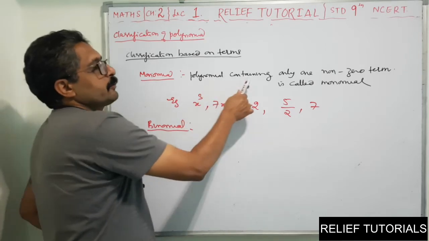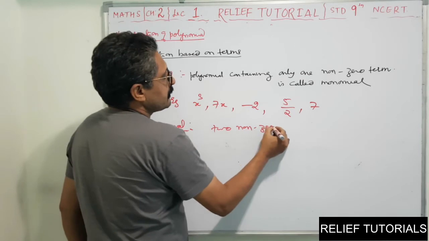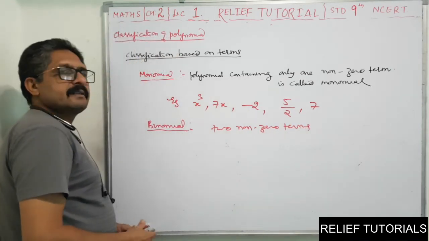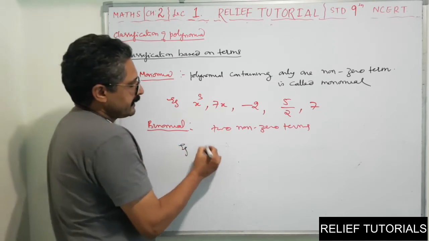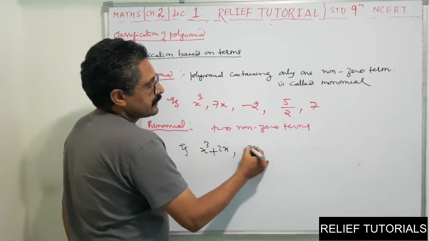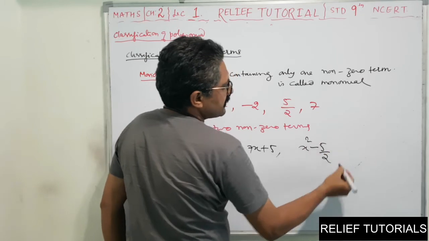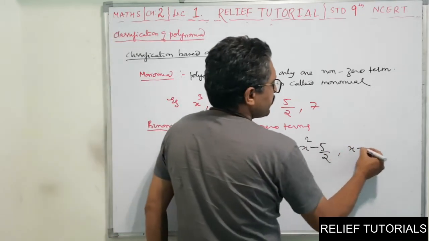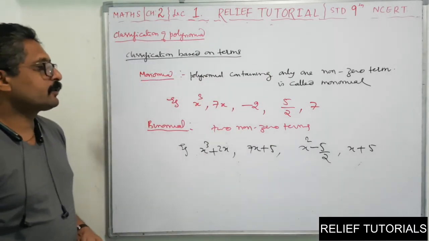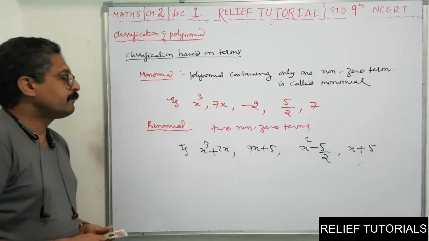So binomial means a polynomial containing two non-zero terms. It's called binomial. For example, we can discuss x cube plus 2x. This is a binomial. Then 7x plus 5 is a binomial. x square minus 5 by 2 is a binomial, or x plus 5 is a binomial. So all these are polynomials having only two non-zero terms, so they are called binomials.